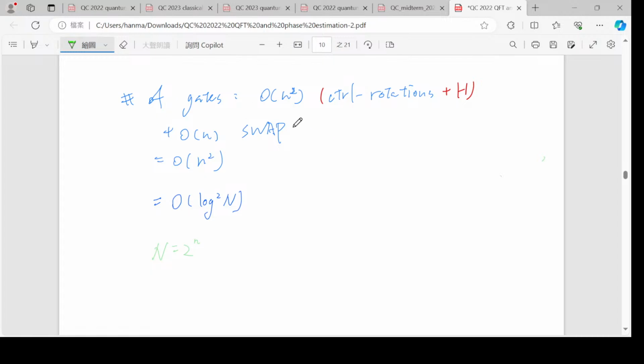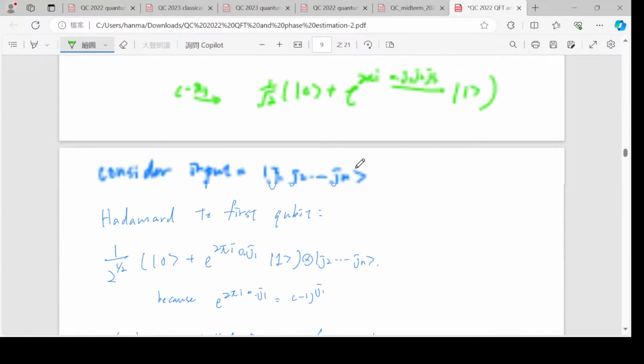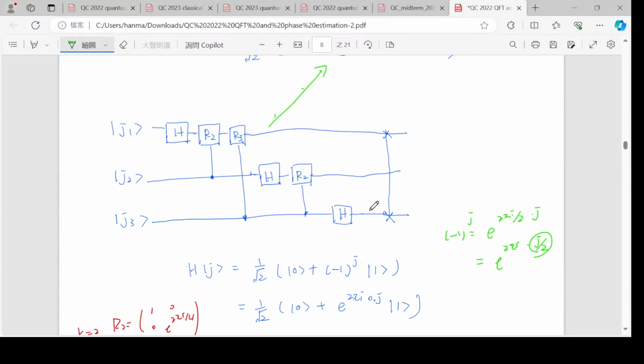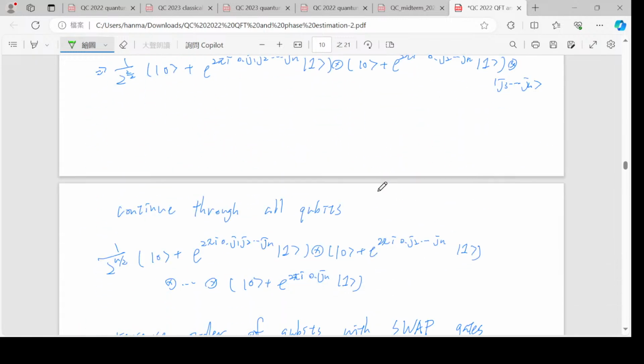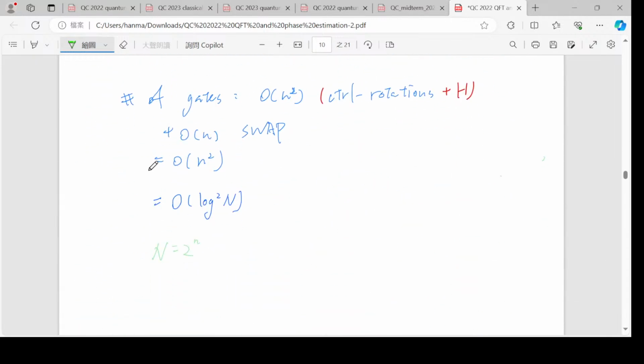plus there are some swap gates at the end, and as we see, you can basically just swap these by pairs, right? The first one with the last one, and the second one with the second to last one, etc. That's n over 2, but in terms of big O, that's order n swap gates. And so the total number of gates is order n squared.